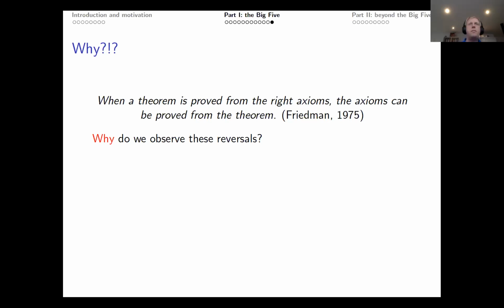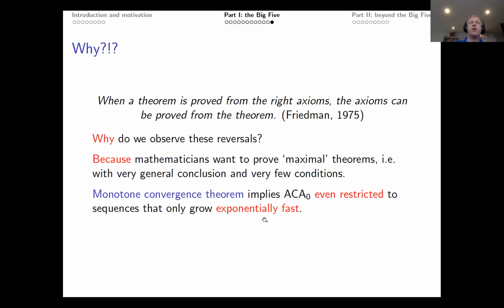We should look at reversals. Most reversals, a good example is the monotone convergence theorem. So that's the first reversal in Steve Simpson's book, Subsystems of Second Order Arithmetic. And if you look at this first reversal, you see, well, it's the monotone convergence theorem.